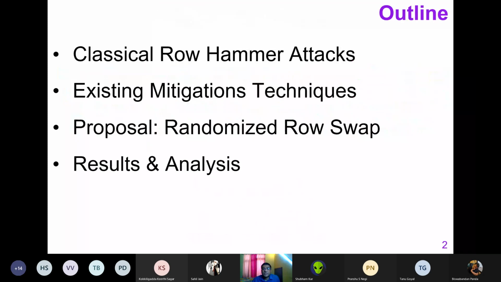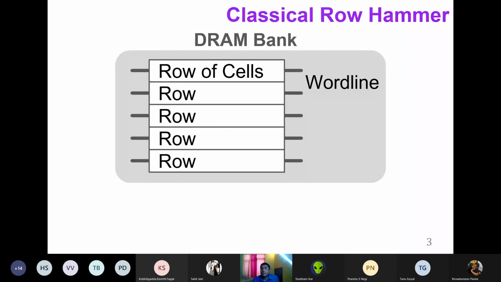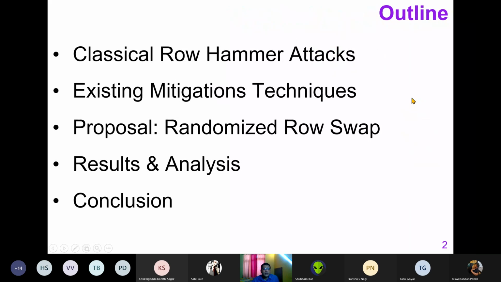So, a brief agenda of this presentation. We'll try to understand the classical row hammer attack, and also we'll see what the different mitigation techniques available for that attack are. And then we'll discuss randomized row swap, which is the new proposal of this paper, and we'll also analyze the results, and finally we'll conclude.